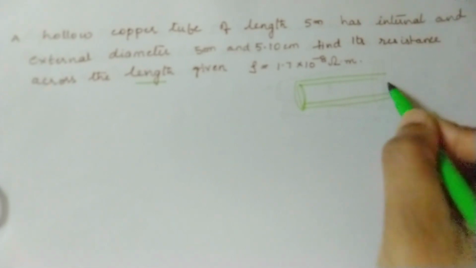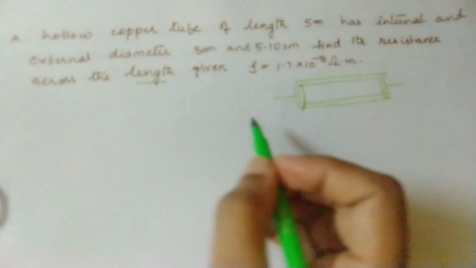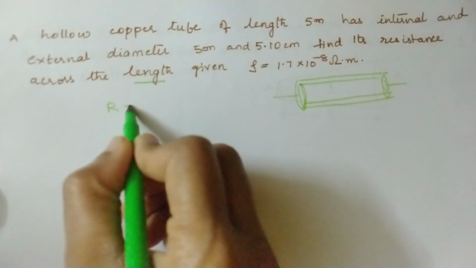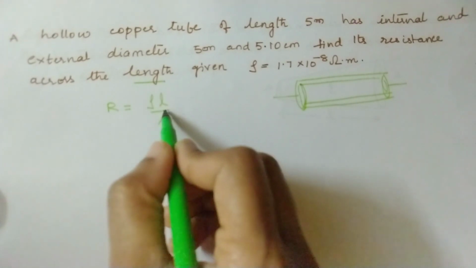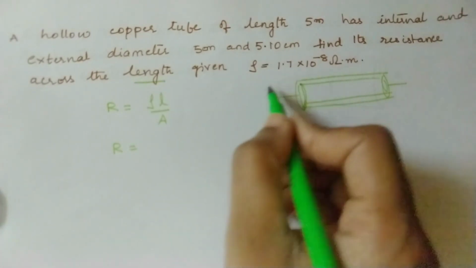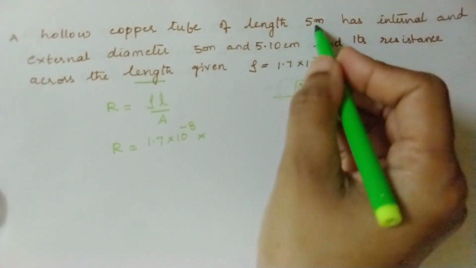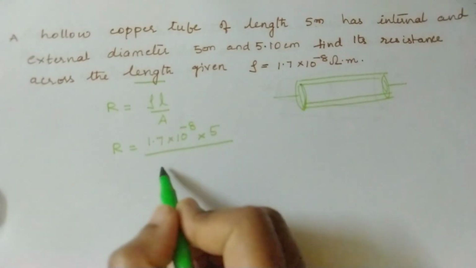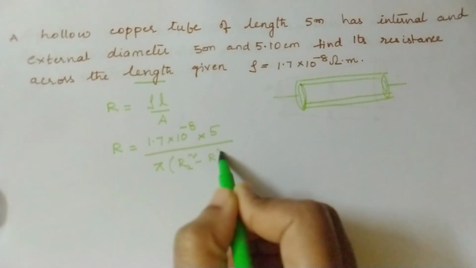This is a hollow copper tube and we need to find the resistance across its length. So when you have to evaluate resistance across its length, we know R is equal to rho into L divided by capital A, where A represents the area of cross section. R is equal to rho, whose value is already given, 1.7 into 10 to the power minus 8, into length 5 meter, divided by the area of cross section of this hollow pipe, which is pi into outer radius square minus inner radius square.